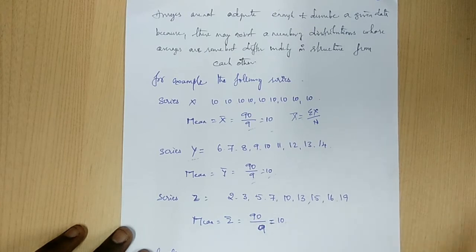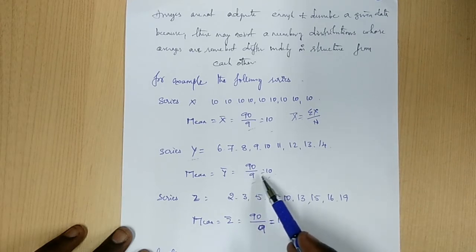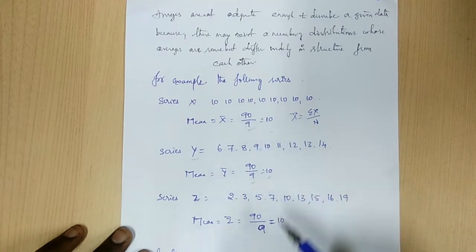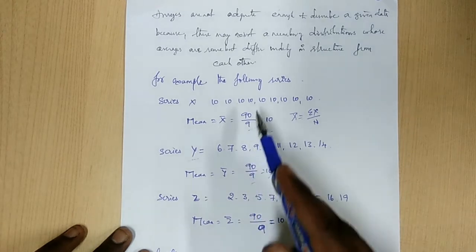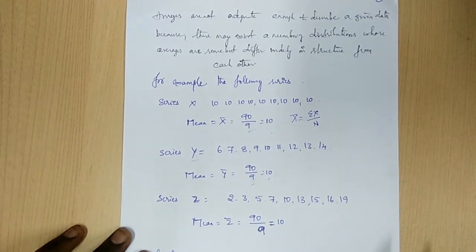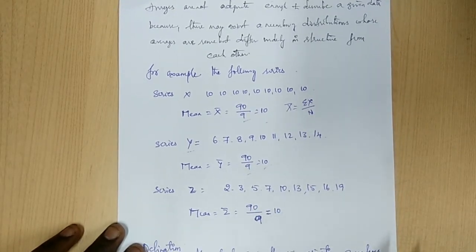In all these examples, we understand that all three series have the same size and the same mean. The size is 9 observations, and the mean is also the same, 10, 10, 10. But the nature of the distribution of the values is different. From one series to another, the distribution of values may be different.